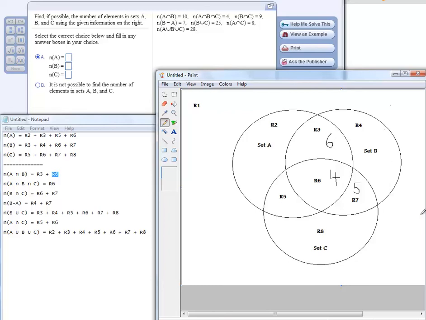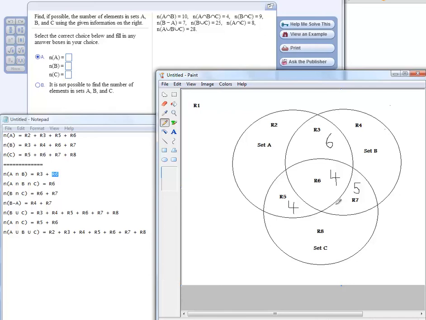Let's see if we have an intersection of A and C. Do we have an intersection of A and C? Indeed we do. The intersection of A and C is R5 plus R6. And so we know that the sum of these two is 8. R5 plus R6 is 8. And we have another 4 here.